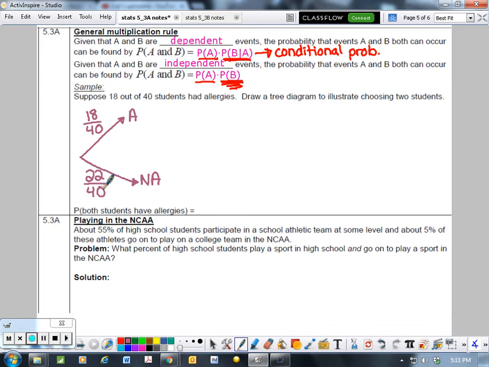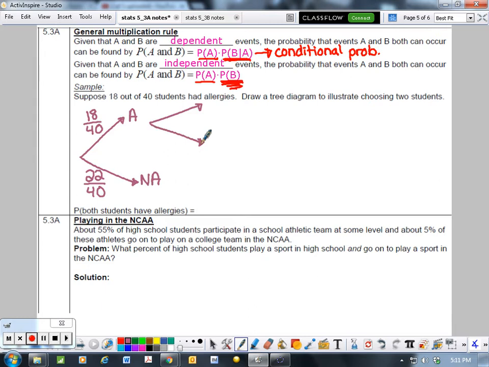Now, I'm choosing two students. Now I have to think about, are they independent? If I choose one student, do I choose another student again? Can I choose Josh and then choose Josh again? No, that doesn't really make sense. So these are going to be dependent events.